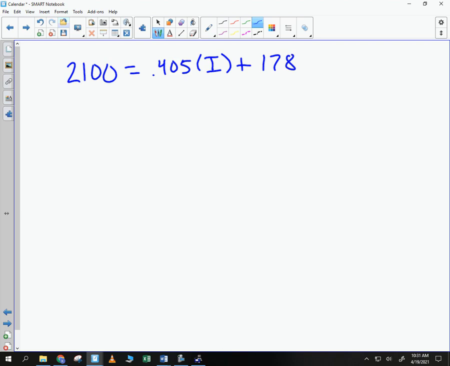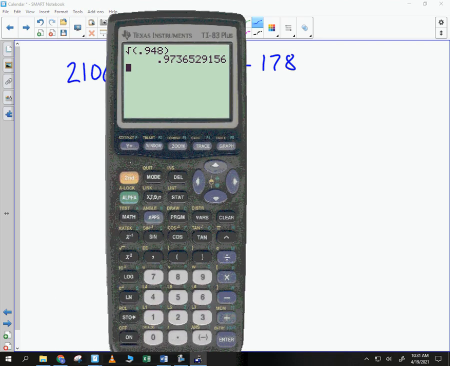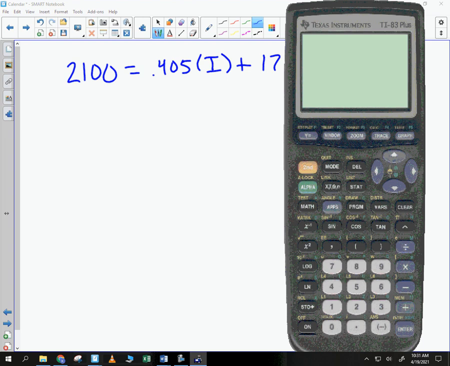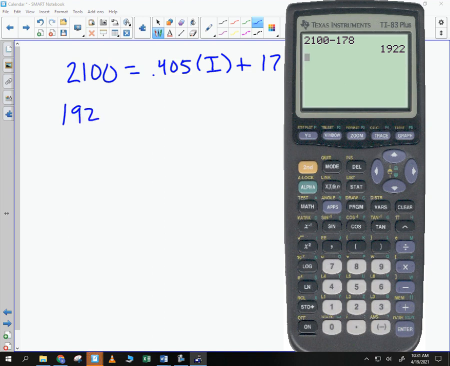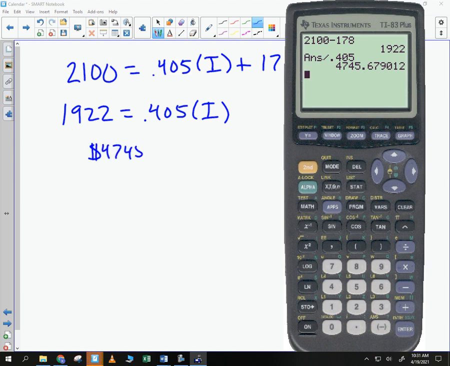I'll solve that by subtracting the 178 from both sides. 2,100 minus 178, 1922. Right, sorry, 1922. 0.405 times the income. Take that and divide it by 0.405, and you get $4,745.68. That's what we're looking at.